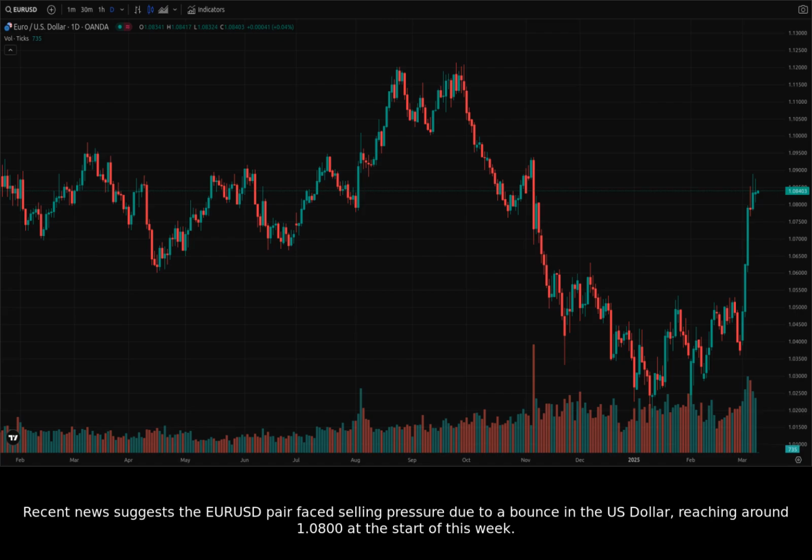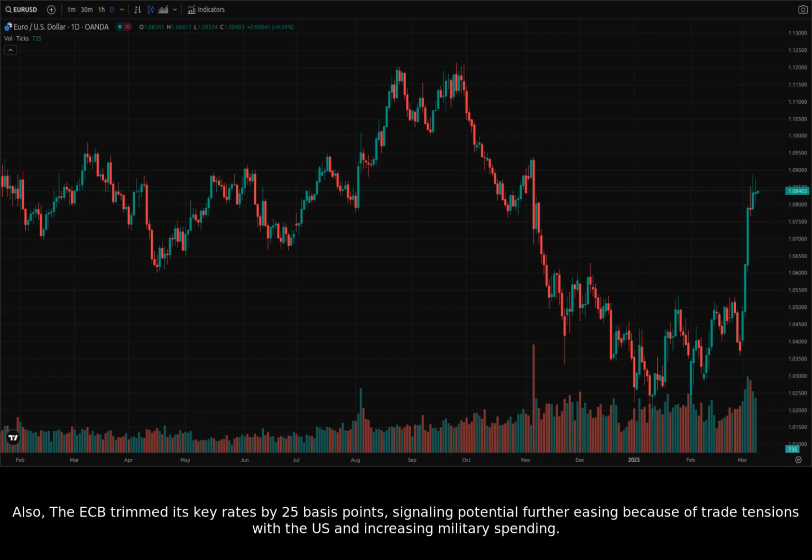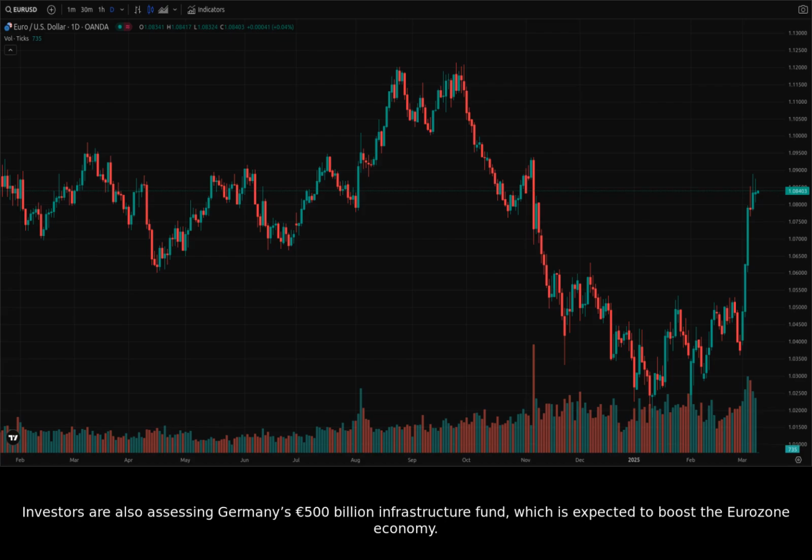Recent news suggests the EURUSD pair faced selling pressure due to a bounce in the US dollar, reaching around 1.0800 at the start of this week. Also, the ECB trimmed its key rates by 25 basis points, signaling potential further easing because of trade tensions with the US and increasing military spending. Investors are also assessing Germany's €500 billion infrastructure fund, which is expected to boost the Eurozone economy.